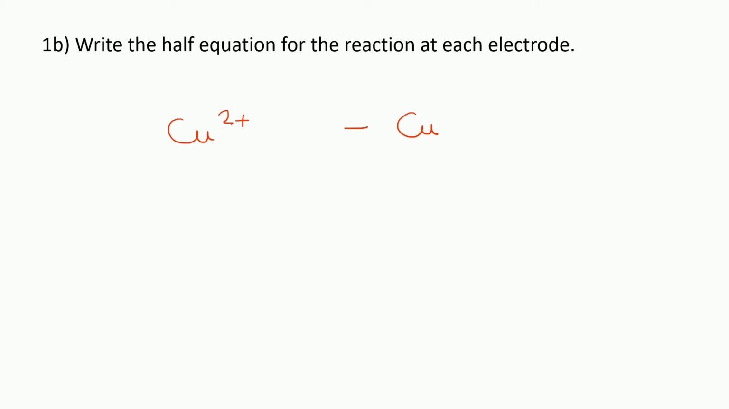So because we've got a 2+, we're going to need 2 electrons, and the electrons in this case go on the left. Now we can check if we put the electrons on the correct side. We add up the charge on the left, which is 2+ and 2- equals 0, and we've got no charge on the right hand side. Now the half equation for chlorine being produced, again we've got chloride ions changing into chlorine atoms. This time the electron is going to go on the right hand side, and it still balances because we've got a 1- charge on the left and a 1- charge on the right.